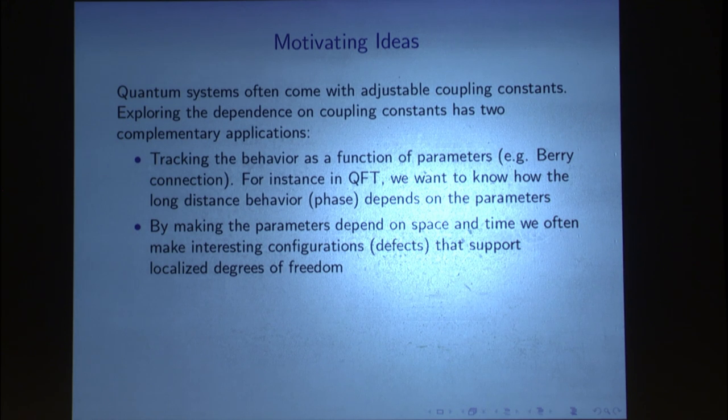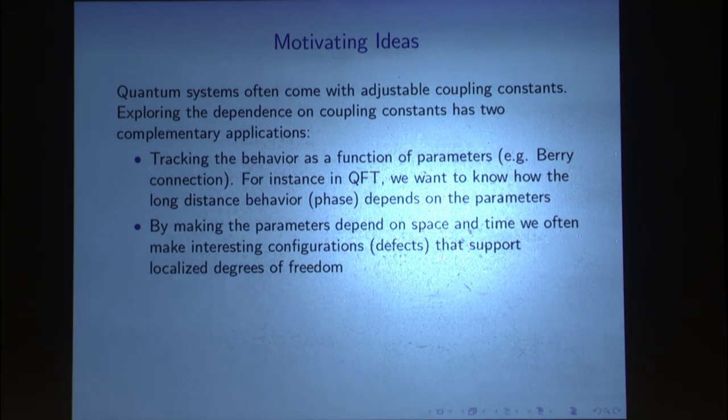Okay, so what's the big picture? Quantum systems, like quantum field theories, often come with coupling constants. And of course, we're often interested in exploring the dependence on these coupling constants. There's two complementary applications. We'll get more precise as we go along. The first is that we might want to know the behavior of the quantum field theory as a function of the parameters. So for instance, we might want to track the Berry connection and understand how the ground states are varying. Or if we're in quantum field theory, we might want to know how the infrared depends on a given parameter. And the second thing, which is related, is that we may want to make the parameters depend on space and time to make some kind of interface or topological defect. And then sometimes those interesting objects that you make by space-time dependent couplings support some localized degrees of freedom.